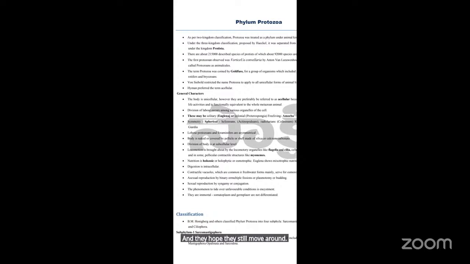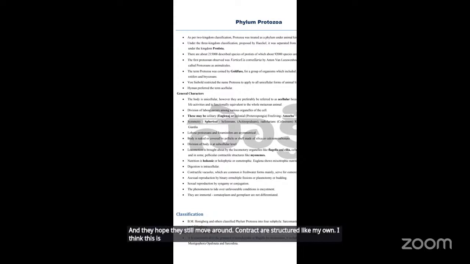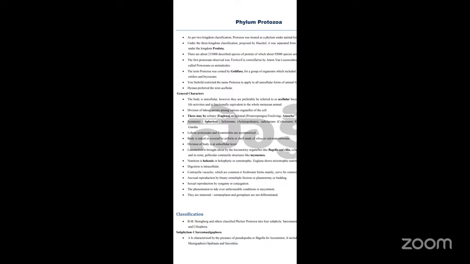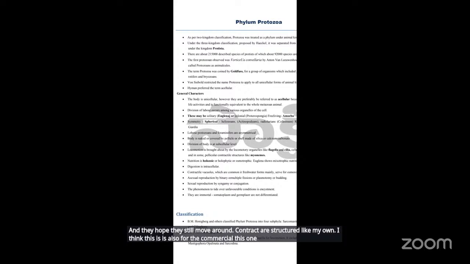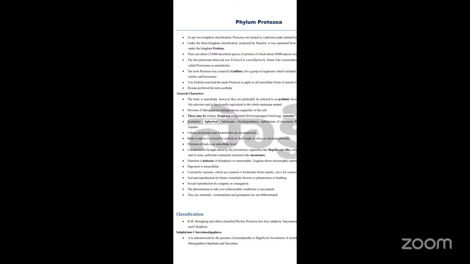Okay. Contractile structures like myonemes. I think this is also for locomotion, but this one is not really the same. There are fibers found on it, but they change shape. These ones dilate and contract to provide thrust, like opening and closing.